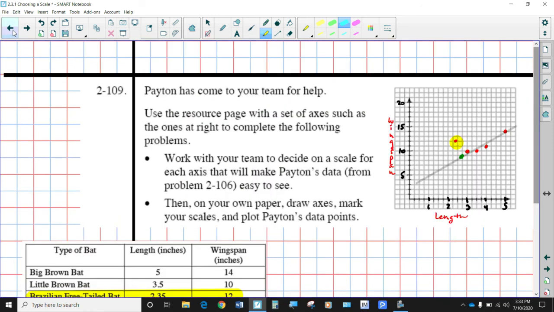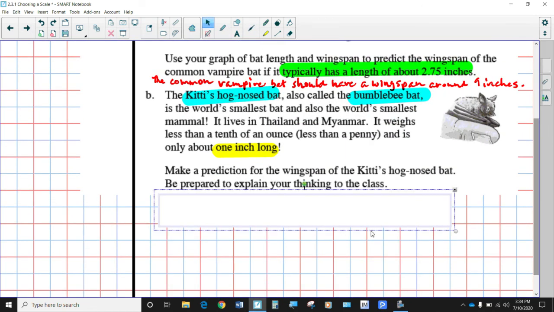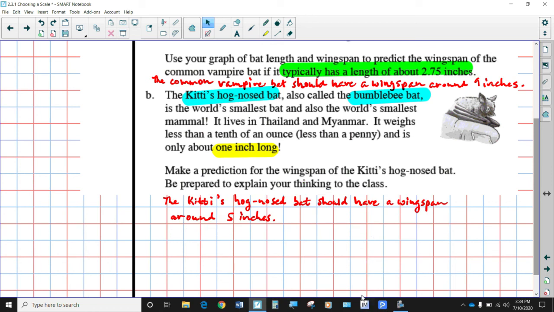Let's see if we can make a prediction for 1 inch. Where would this guy go? 1 inch, 1 inch. Does it look like it's going to be somewhere around there? So I'm guessing that this one probably, as long as it's not an outlier like the Brazilian free-tailed bat, should fall within a margin of error of that line, and we expect this bumblebee bat to be somewhere in the vicinity of 5 inches for its wingspan.